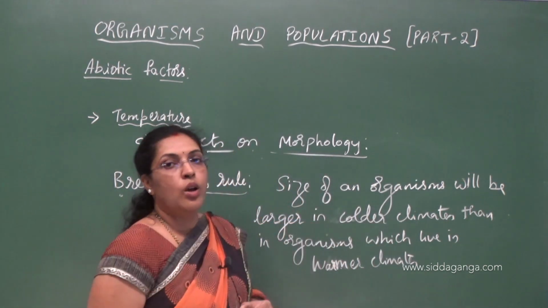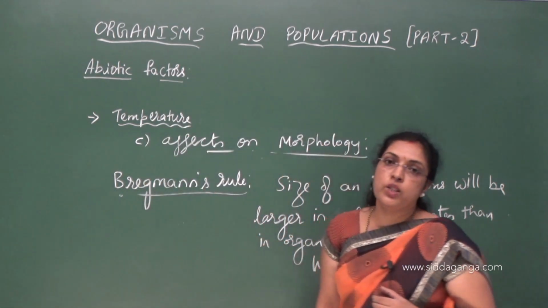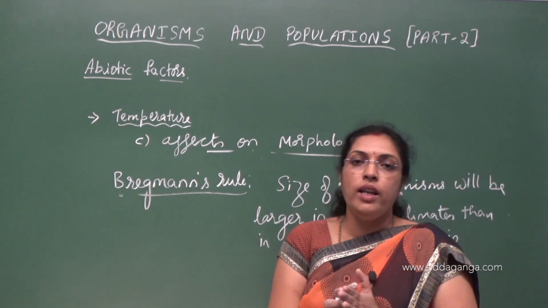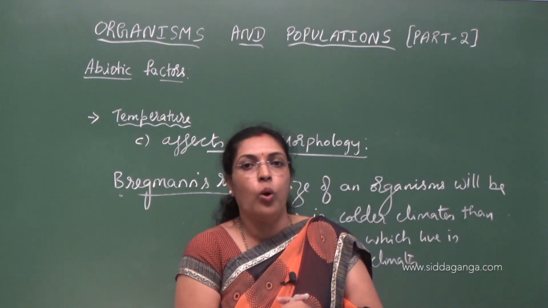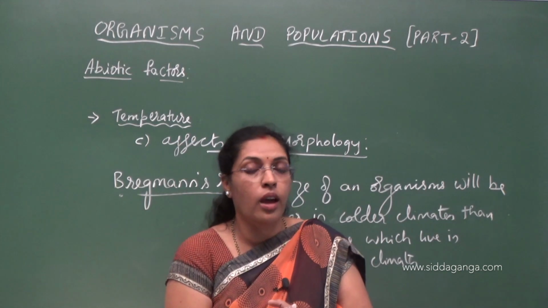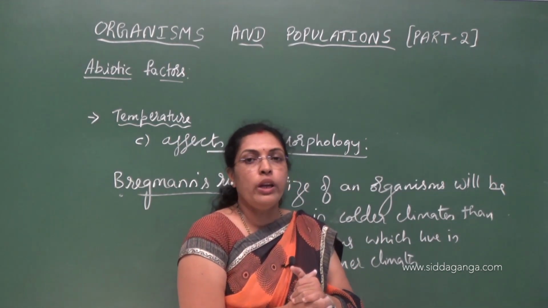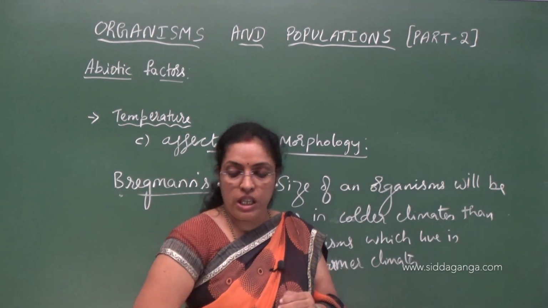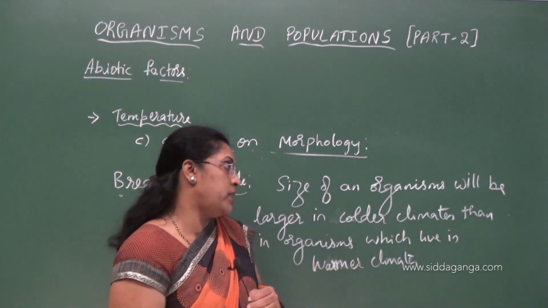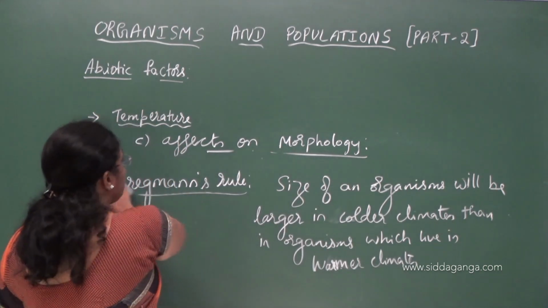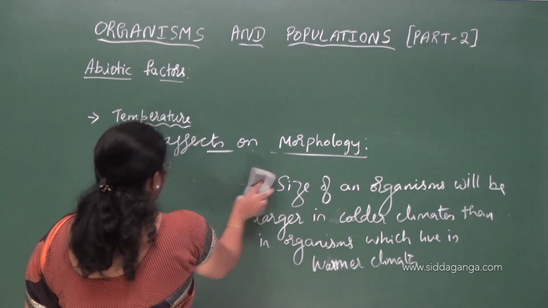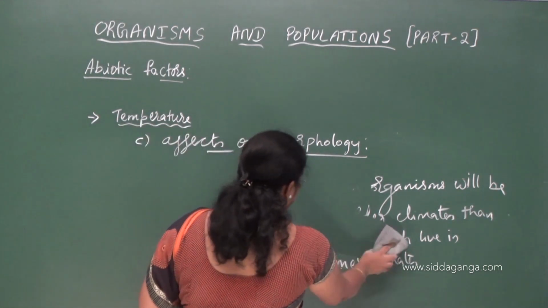Warmer climates. What does Bergmann's rule tell us? The organisms which live in colder regions, the size of that organism will be larger when compared to the organisms which live in warmer climates. That is about the temperature effects on morphology.